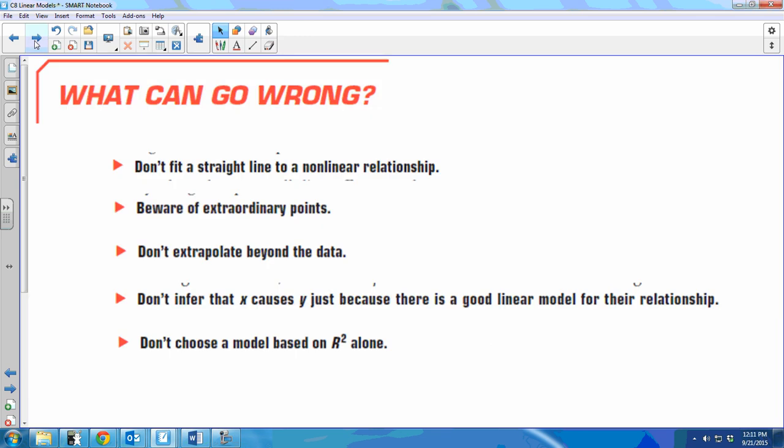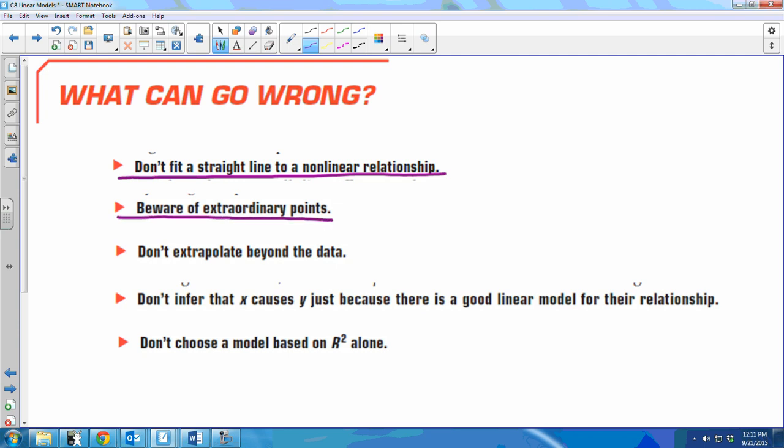Now here are the things that can go wrong. We've talked about a lot of these in depth in chapter 7, but we'll go over them again. Don't fit a straight line to a non-linear relationship. We know better. Don't try. You only know how to do linear models, so don't try to be fancy and make a linear model for something that's not linear. Beware of extraordinary points as an outlier, so be careful of those. We know that they can have an effect on the correlation. They can have an effect on the model that you create, so be careful with that.